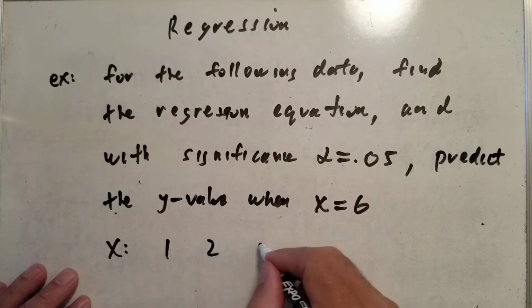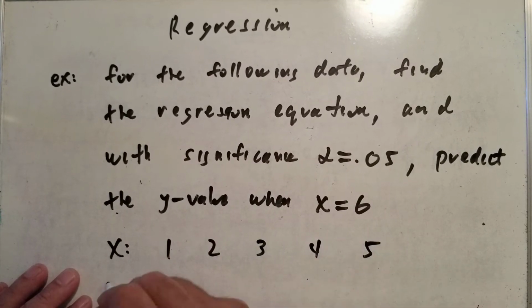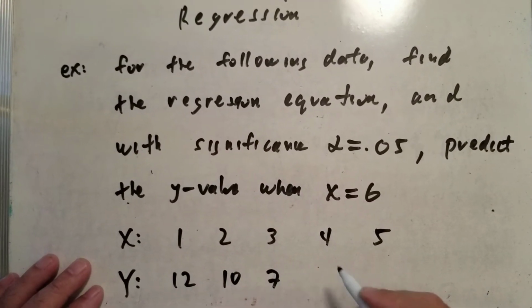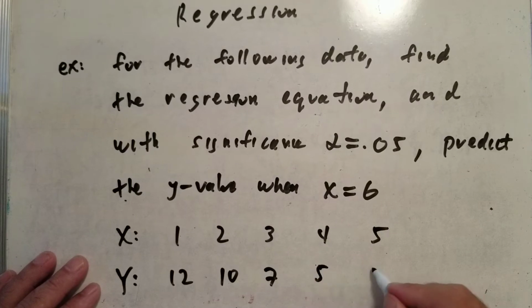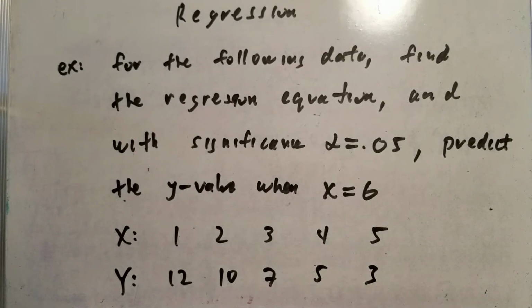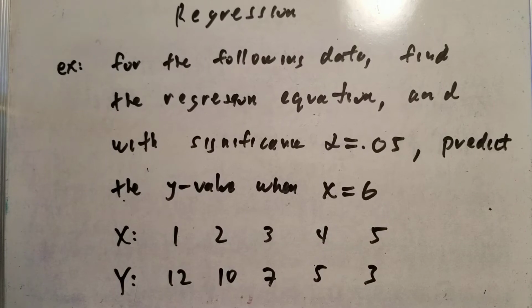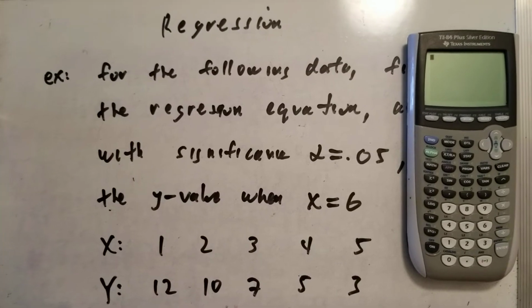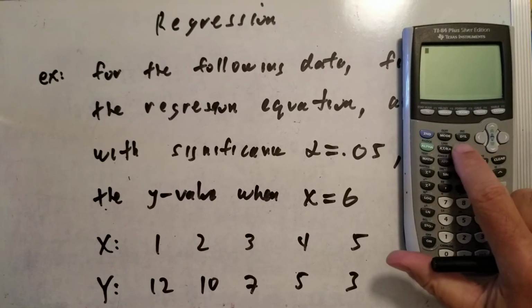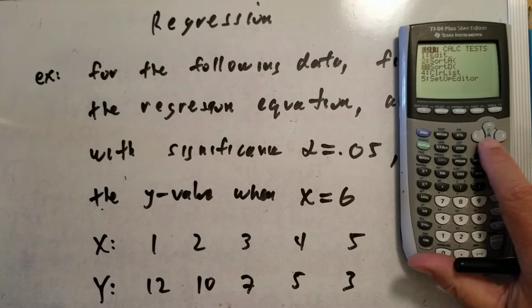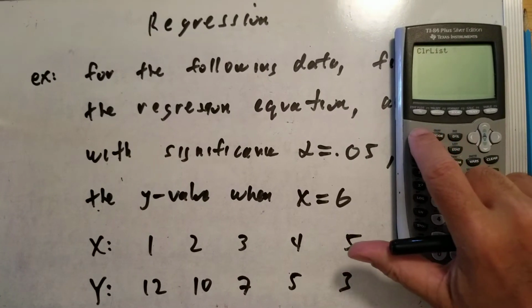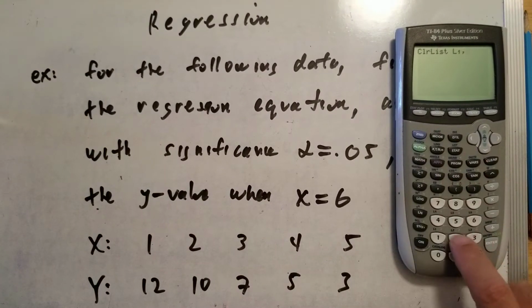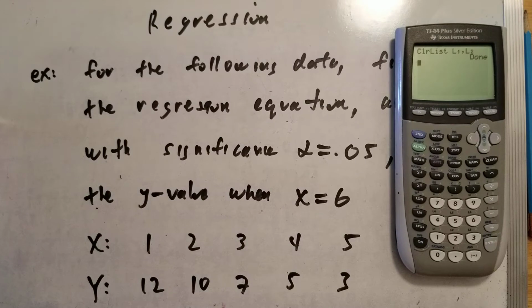Keep this simple: 1, 2, 3, 4, 5, and the y values, let's make it 12, 10, 7, 5, 3. Okay, so there's my x and y values, and I'm going to start this out by putting these x and y values into list 1 and list 2. So I'm going to start with stat, and clear out whatever I have in list 1 and list 2. So clear list, L1, comma, L2. Okay, the lists are cleared.